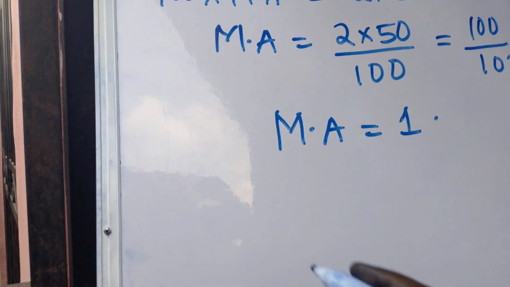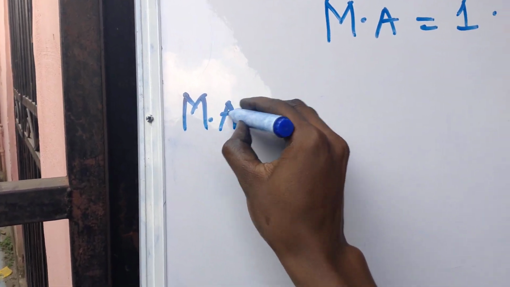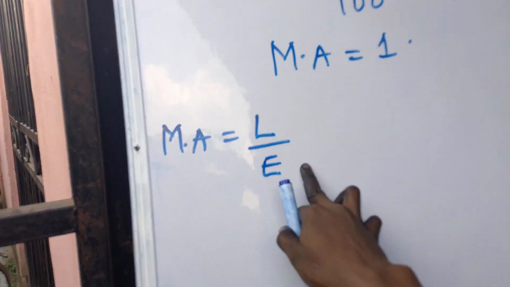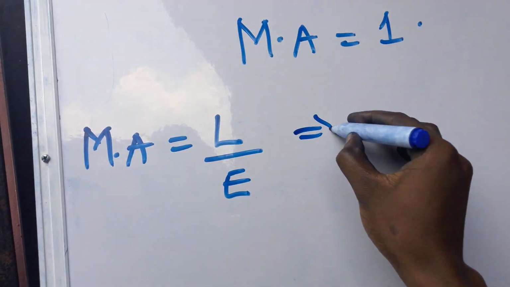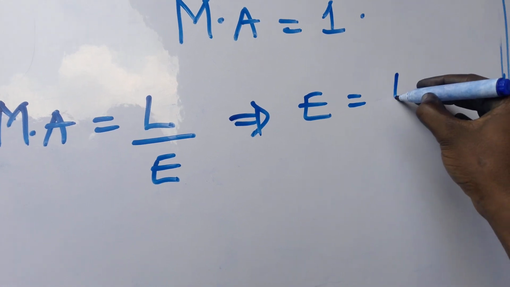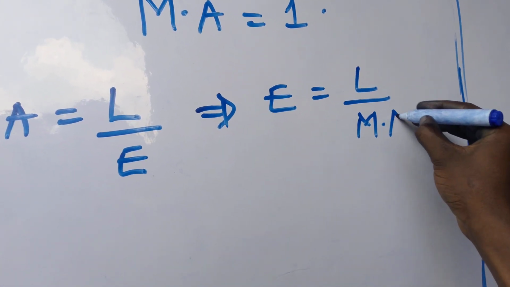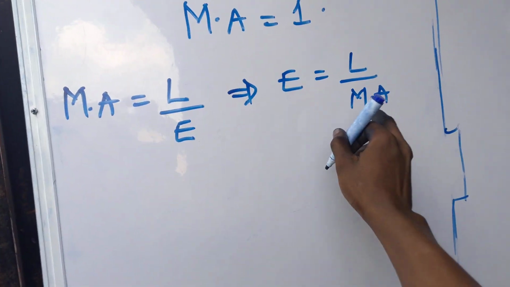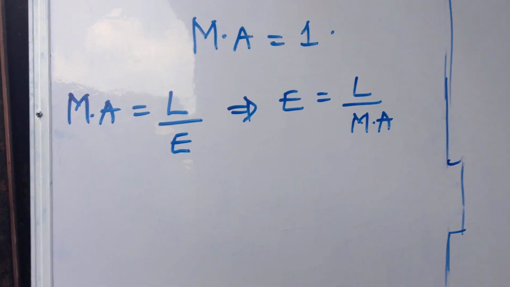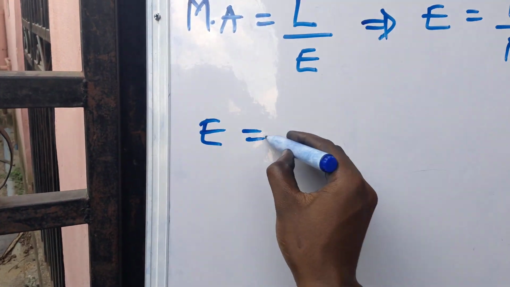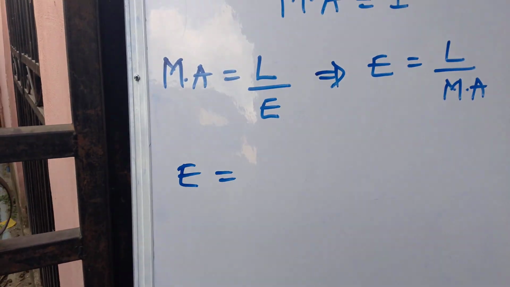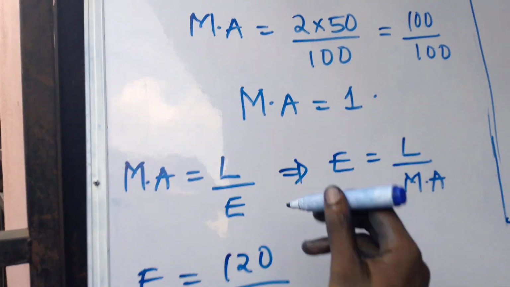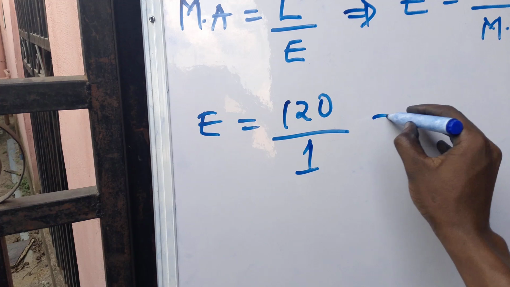Now we also know that mechanical advantage is the load over the effort, that is the output force divided by the input force. Then I can make effort the subject of the formula: effort is equal to load over mechanical advantage. The load was given to us as 120 Newton, so that is 120 divided by the mechanical advantage, which is 1.